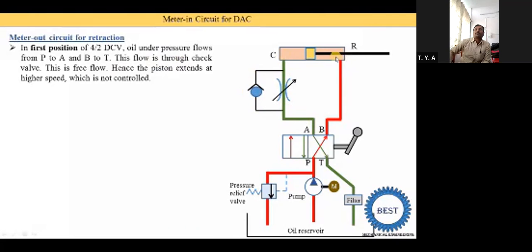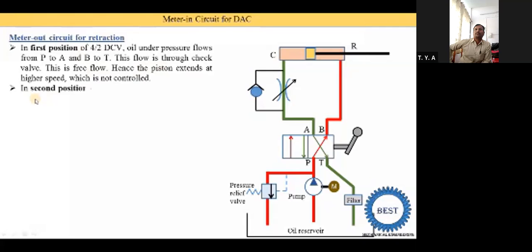And when the extension is going on, we are not required to control the speed, because according to the meter out circuit for retraction, we are only able to control the speed during the retraction. But during this first position, extension is going on, so during the extension we are not controlling the flow. So when we are not controlling the flow, we are not able to control the speed, and oil is supplied from this check valve.